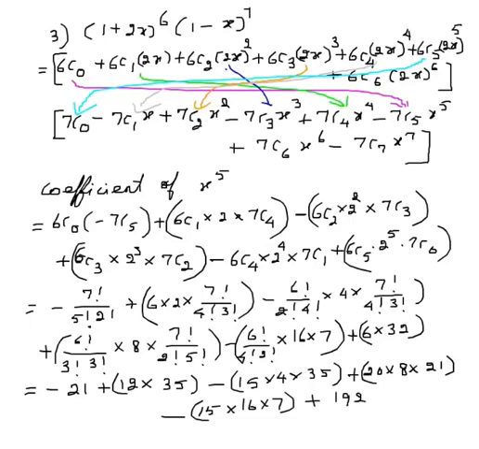plus 192. The first term is minus 21. Second term is 420. Third one is minus 2100. The next term is 3360. And the next term is 1680 plus 192. The final answer is 171.